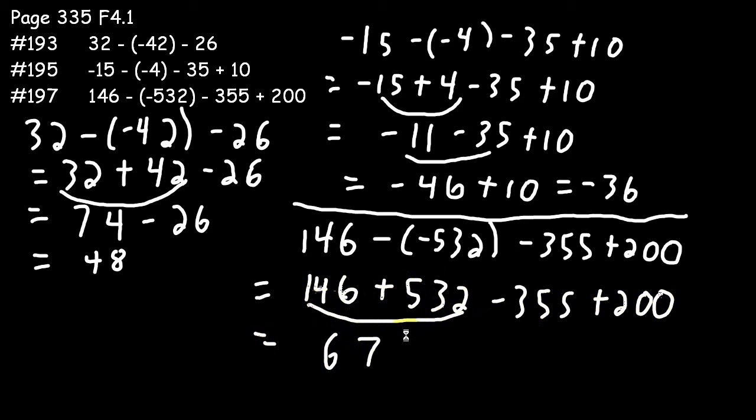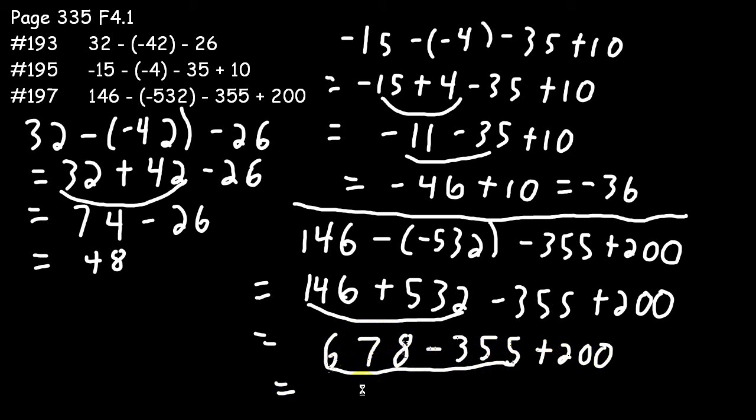If you have $678, and then you go out and spend $355, minus means you take away. What are you going to be left with if we combine these two numbers? Well, you're going to be left with $323. Then you have plus 200, so you just add these two numbers. It's $523. I hope this helps.